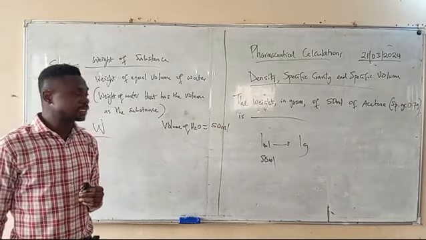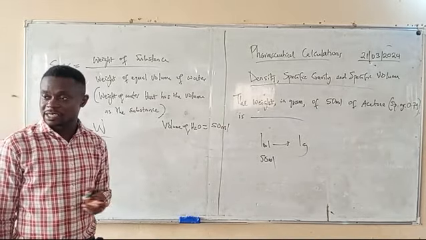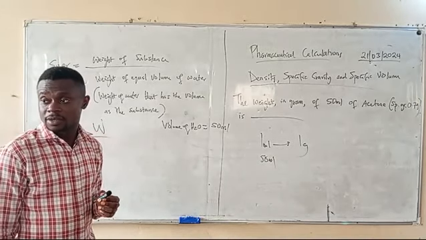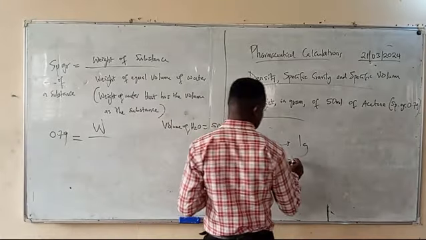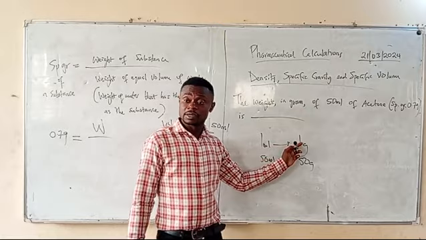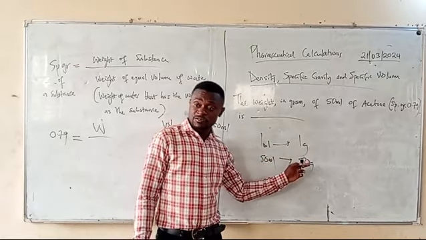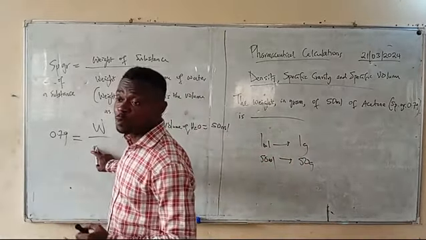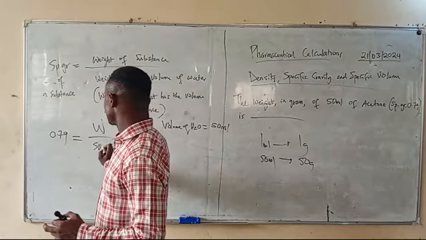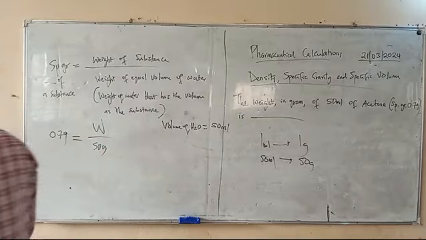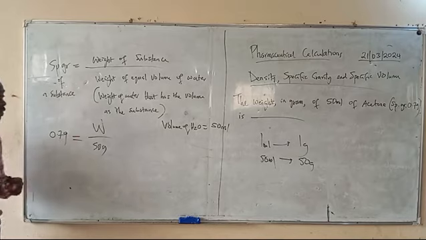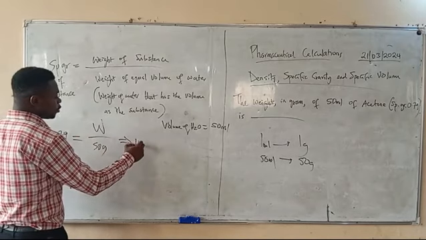Say it now. Just tell me the answer. Do you need to punch the calculator here again? 50 what? 50 gram. Good. If 1 ml of water is 1 gram, therefore 50 ml of water is what? 50 gram. So the weight of equal volume of water here is now 50 grams. So if you want to find the weight of the substance, we make this W the subject of the formula.